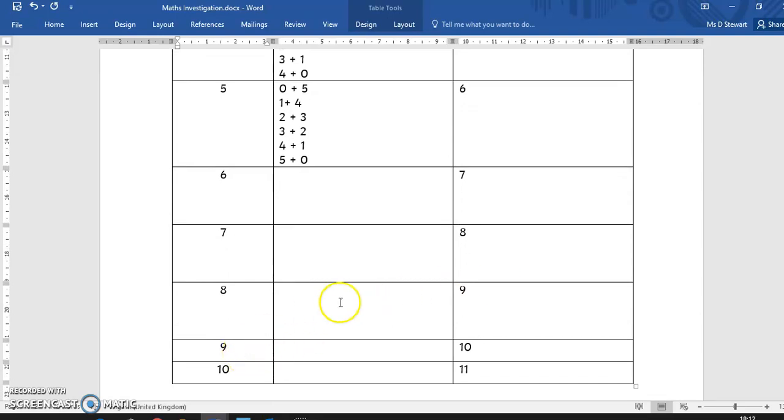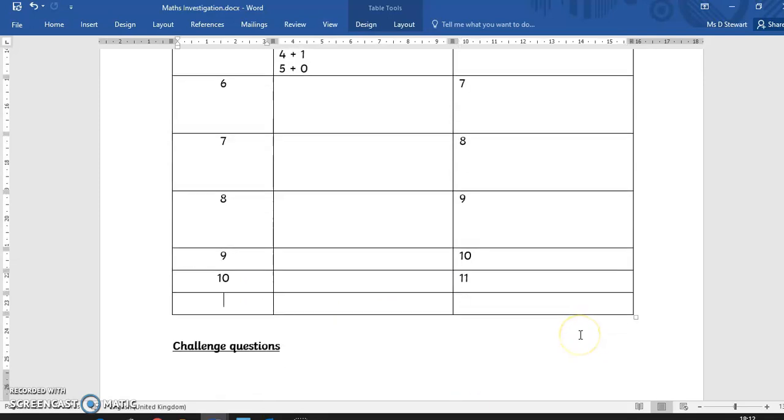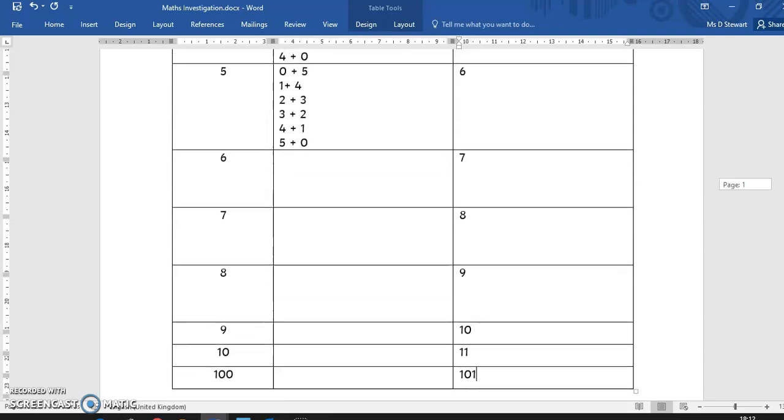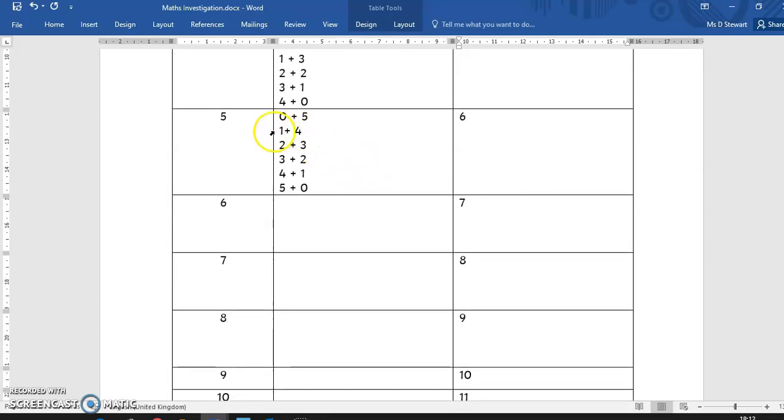This number is smaller by 1 than this number. So I could even predict, if I had the number 100, there'd be 101 pairs to make it. And I know that's going to happen because if you have a look here, we've got the numbers from 1, 2, 3, 4, 5 plus 0. That 0 means there's one extra possibility that makes that number 1 bigger.